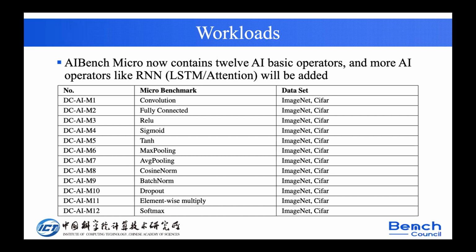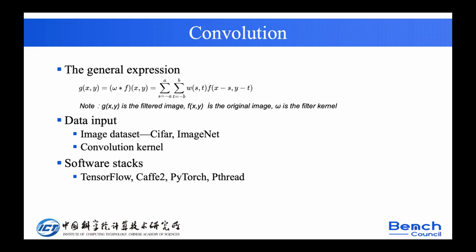They are convolution, fully connected, ReLU, sigmoid, tanh, max pooling, average pooling, cosine norm, batch norm, dropout, element-wise multiply, softmax, and we also plan to add more AI operators like RNN operations like LSTM and attention. Next, I will give you a brief introduction of the macro benchmarks.